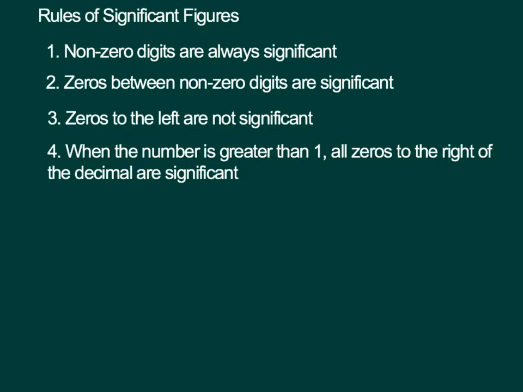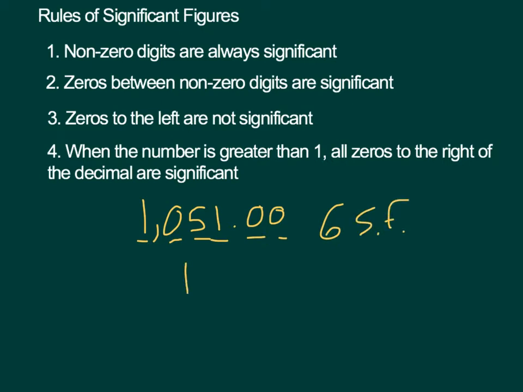The fourth rule that we're looking at is when the number is greater than 1, all zeros to the right of the decimal are significant. That means that if we were to have the number listed as 1051.00, we would now have to consider this as 1, 2, 3, 4, 5, 6 significant figures. Means that something like 1.00 has 3 significant figures, while 1 only has 1 significant figure.